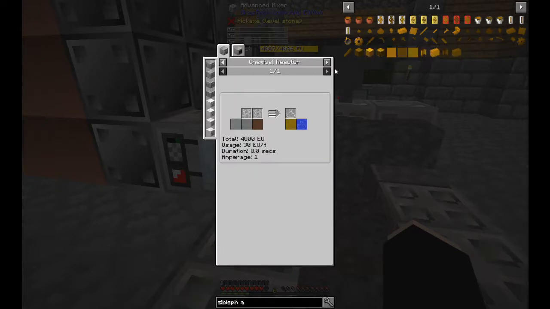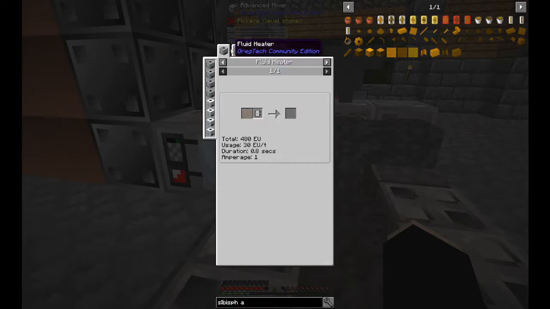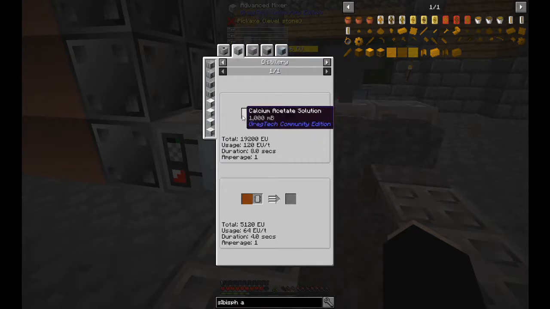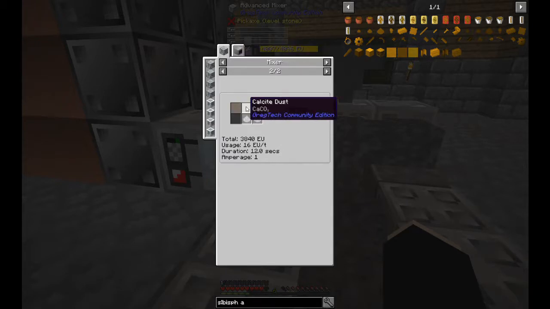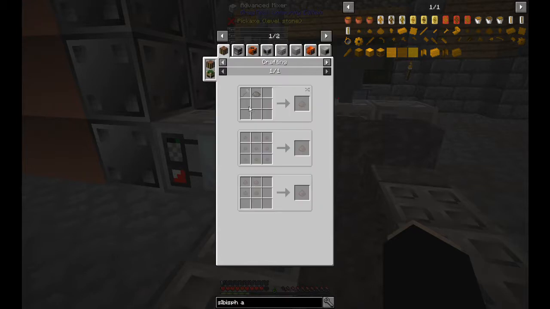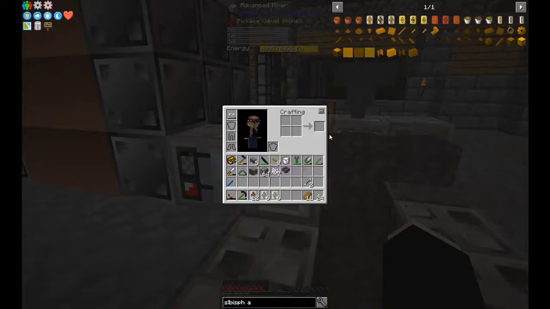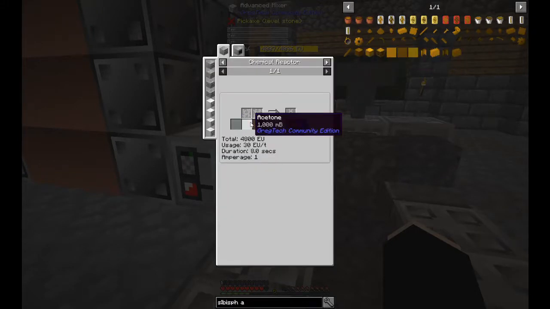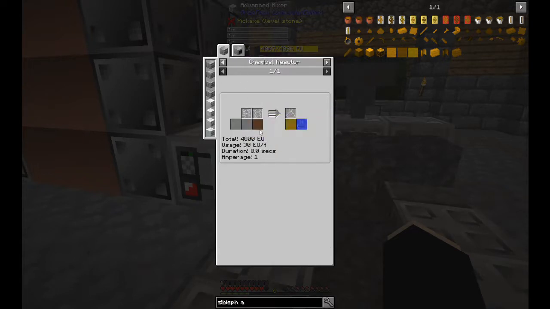So recap: acetone from calcium acetate solution in a distillery, which comes from acetic acid and calcite dust in a mixer. Acetic acid came from wood vinegar in the distillery, and calcite dust is something we got from sifting calcite. So that is that part. Hydrochloric acid was quite easy. That's again chlorine and hydrogen.